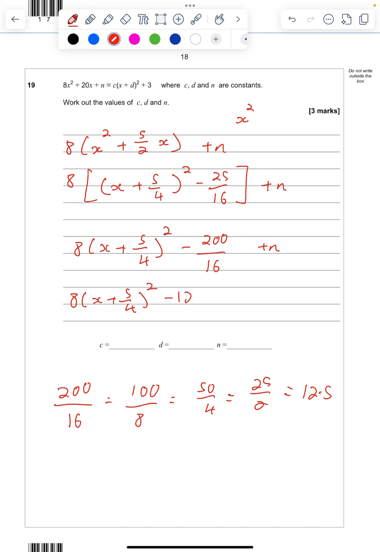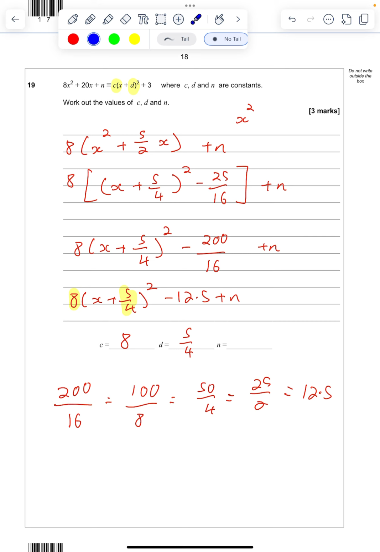Now I've actually got some of the missing values now because I wanted to get the number before the bracket, which is the 8. So c must be equal to 8. I've also got the d part, which is 5 over 4, which is nice. And then I want to go and get the value of n. And the n part is the end number, okay, which is going to be equal to 3. And this is my number part. So minus 12.5 plus n must be equal to 3. You're sort of equating coefficients here.